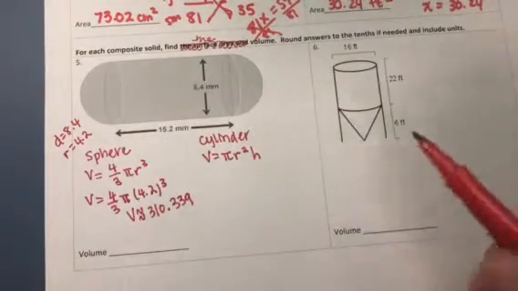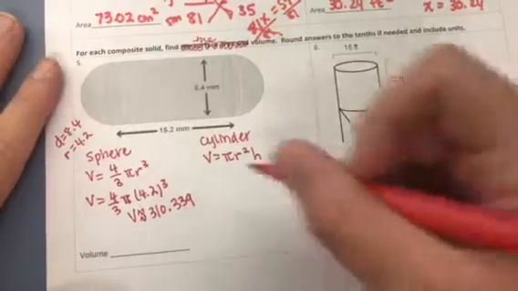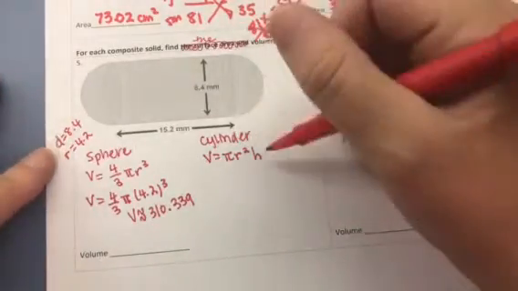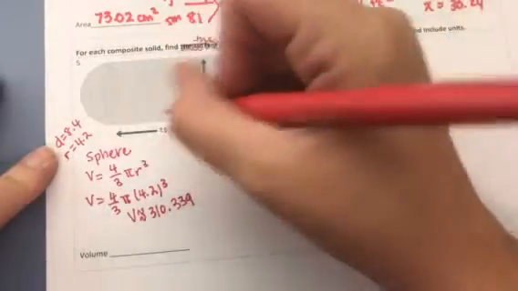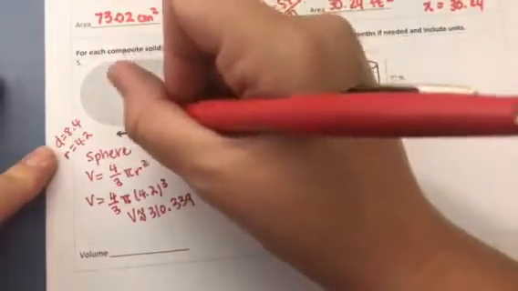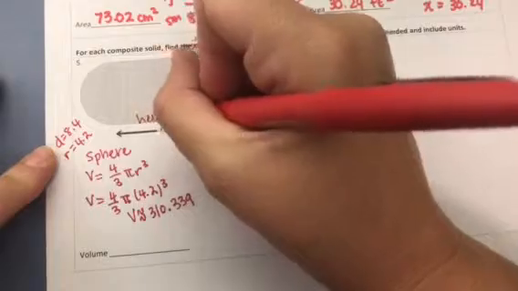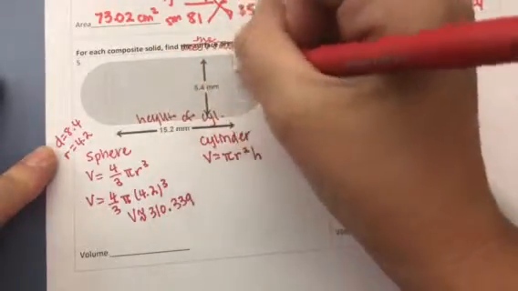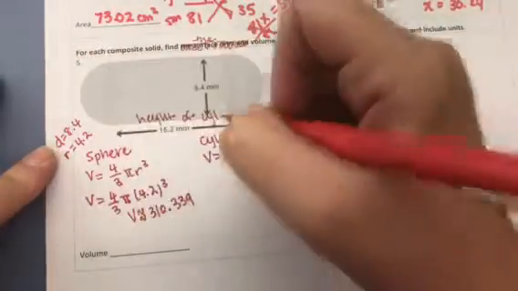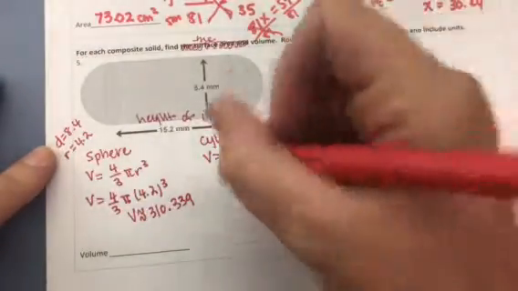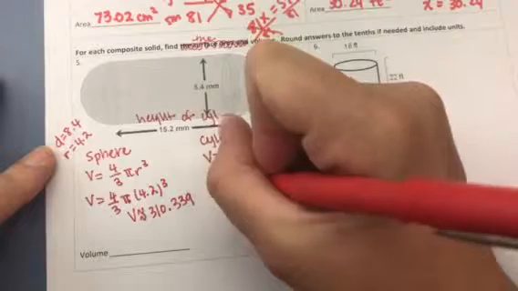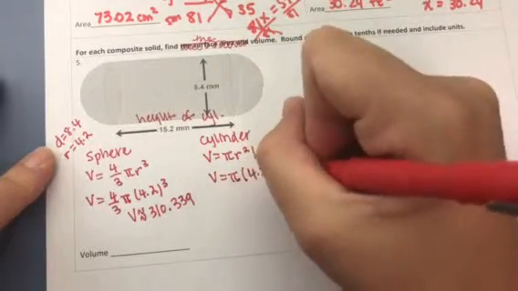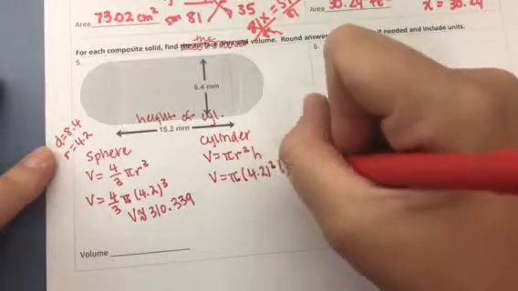And then for the cylinder, pi r squared h. So the radius of the cylinder and the sphere are the same. The radius is still 4.2. The height of the cylinder is the distance between the bases. So if the two bases are this circle and this circle, from here to here is your height. So I'm going to plug into my calculator pi times 4.2 squared times 15.2.